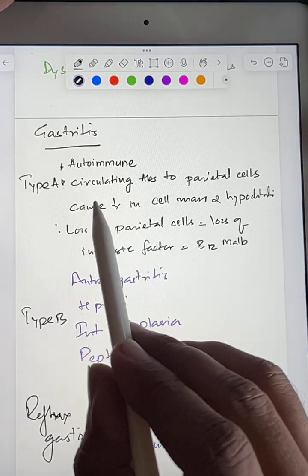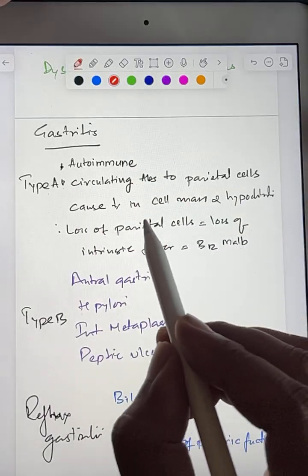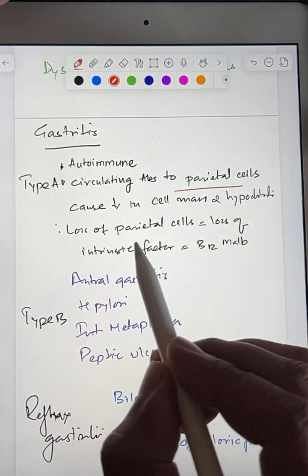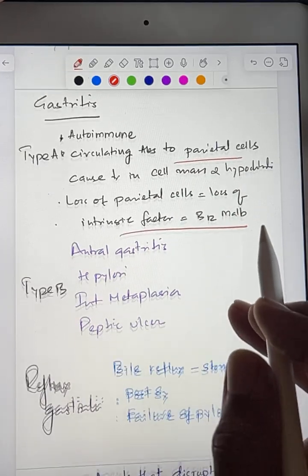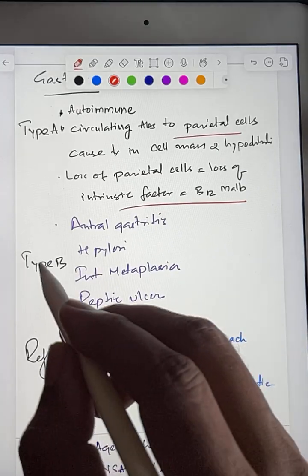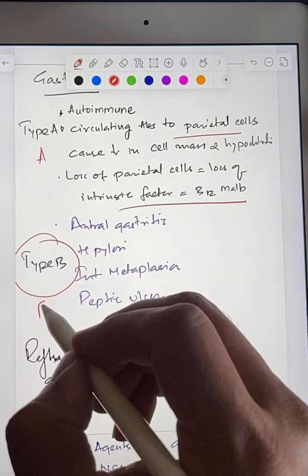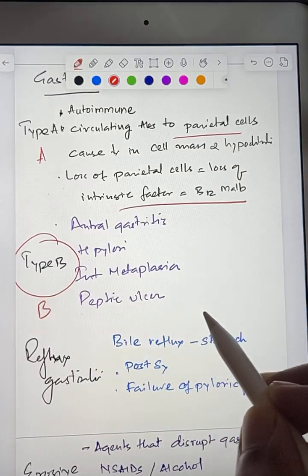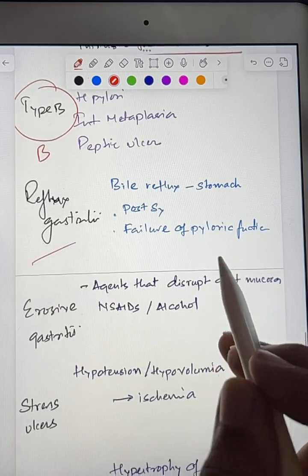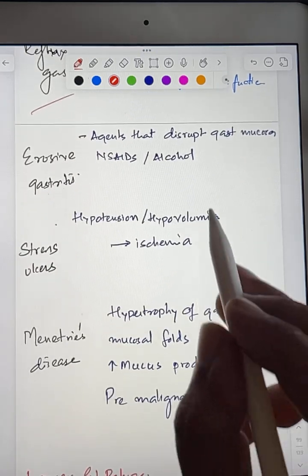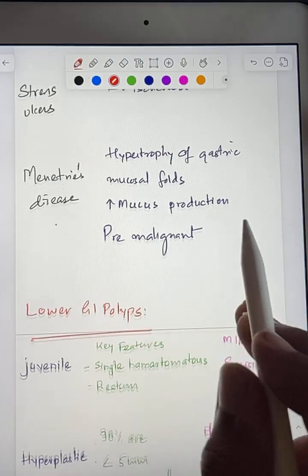Gastritis, autoimmune, circulating antibodies against parietal cells, parietal cell loss, loss of intrinsic factor and B12 deficiency. Type A and type B: this is A, this one is B. Antral gastritis, peptic ulcer, reflux gastritis, bile reflux, erosive gastritis because of stress, rugal folds.